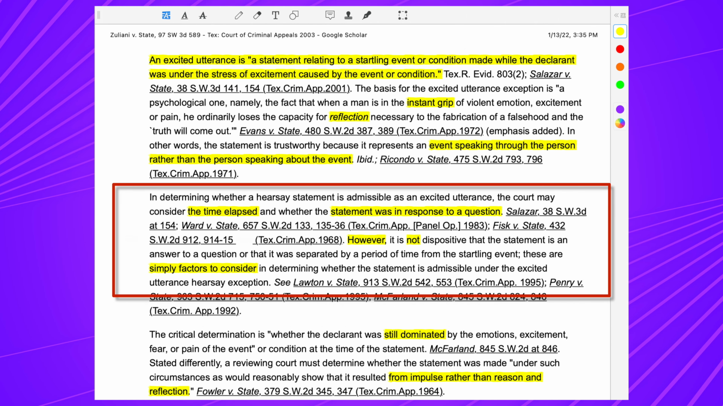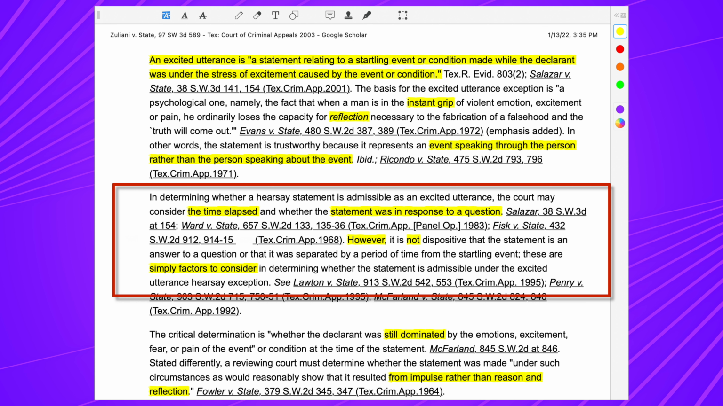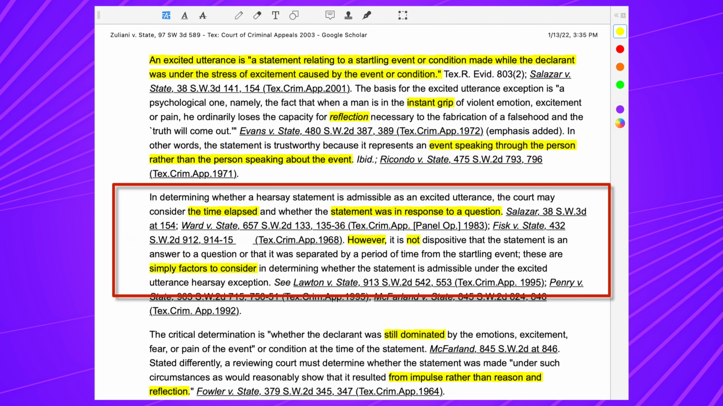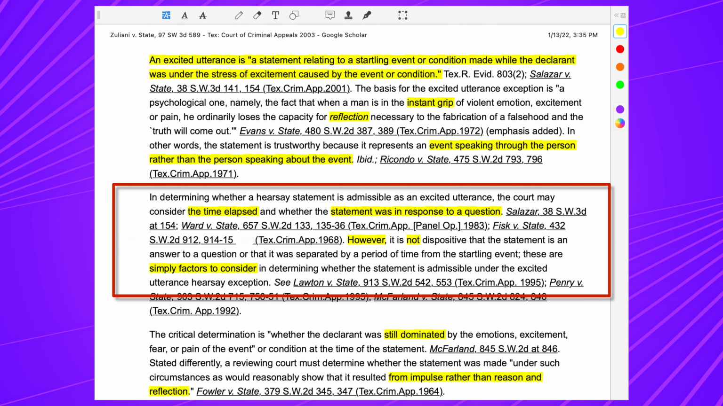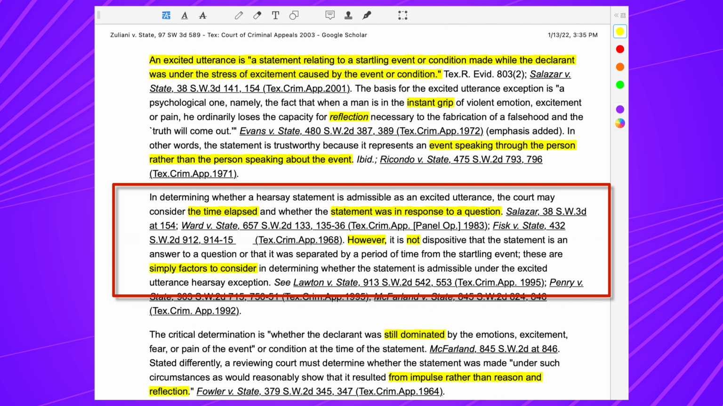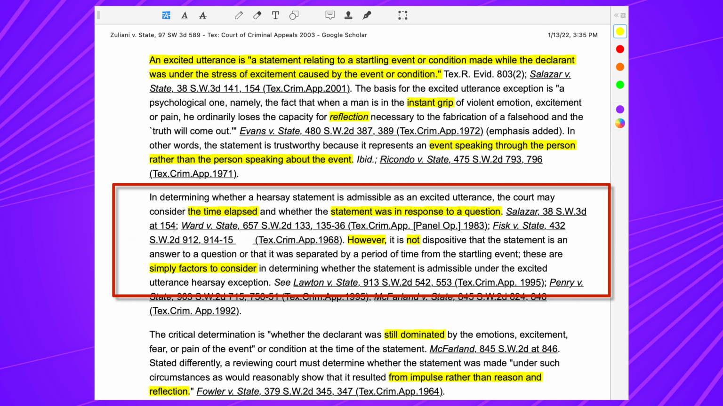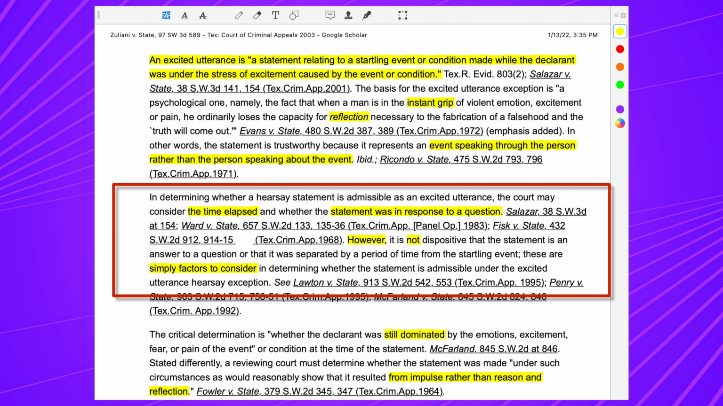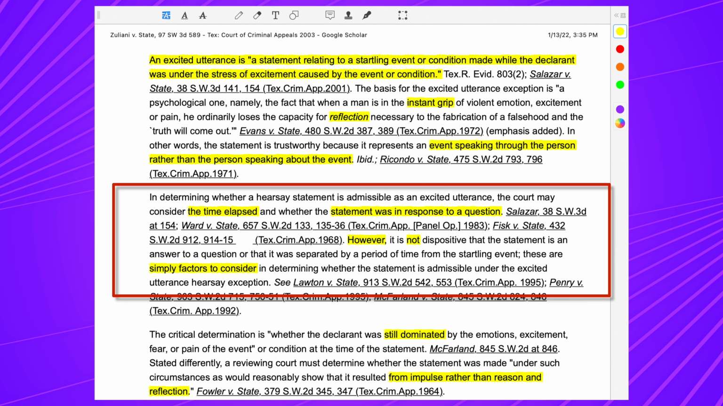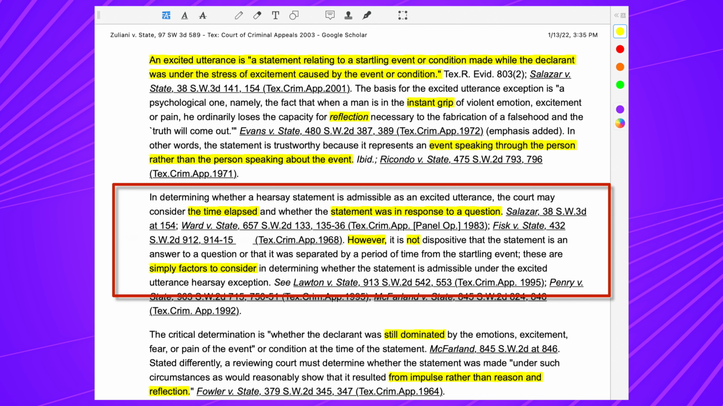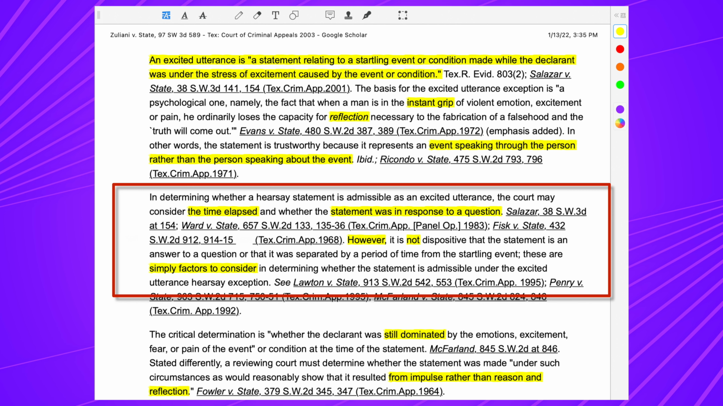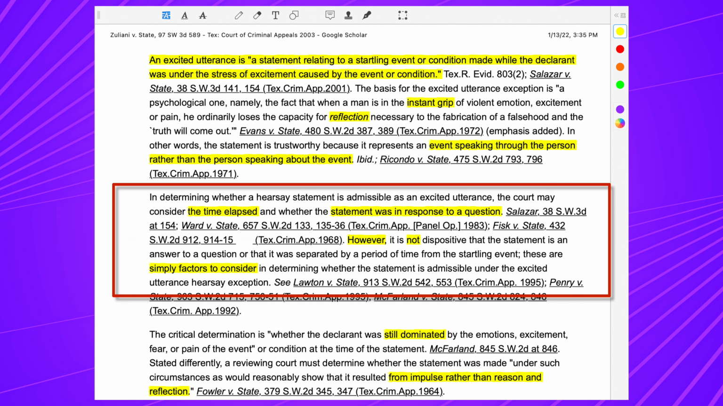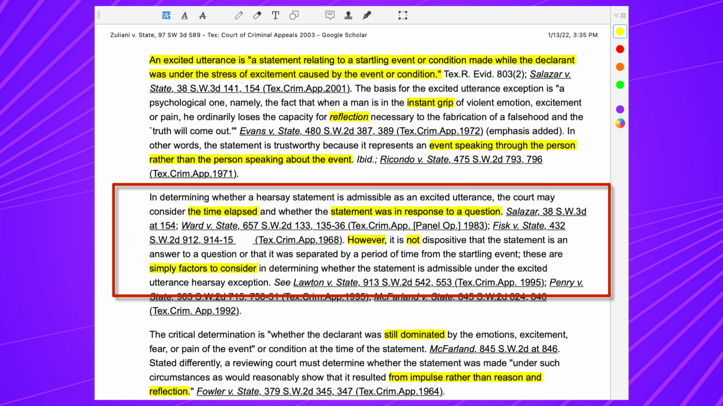In determining whether a hearsay statement is admissible as an excited utterance, the court may consider the time elapsed and whether the statement was in response to a question. However, it is not dispositive that the statement is an answer to a question or that it was separated by a period of time from the startling event. These are simply factors to consider in determining whether the statement is admissible under the excited utterance hearsay exception.